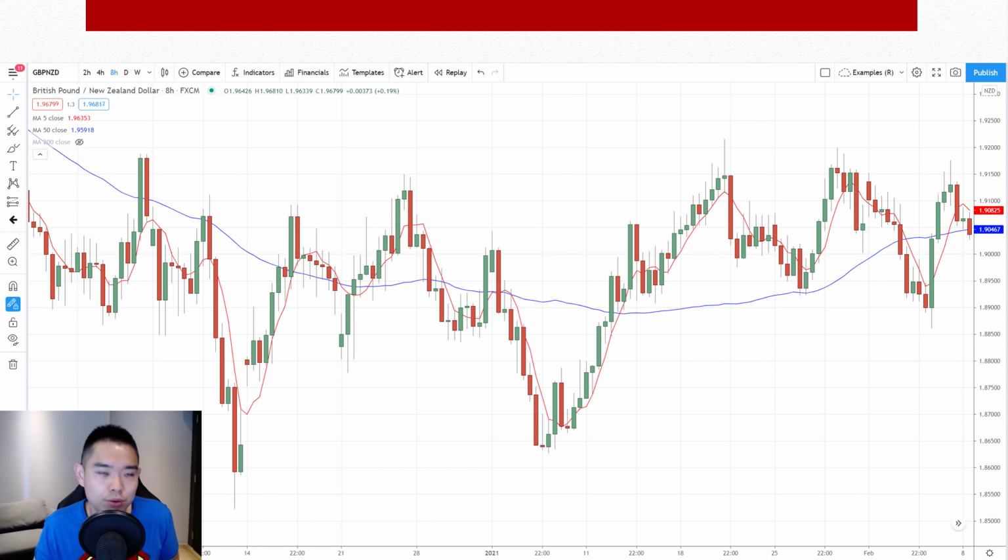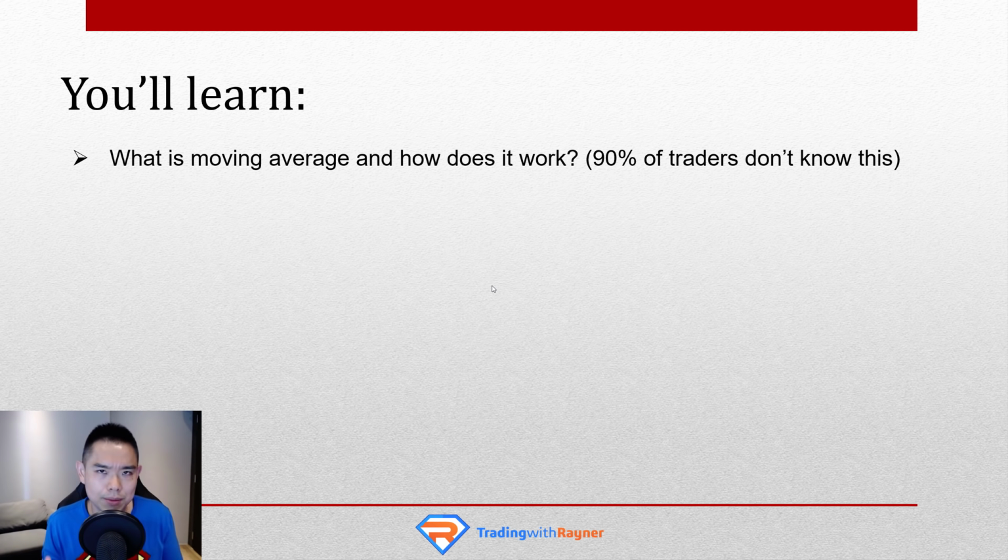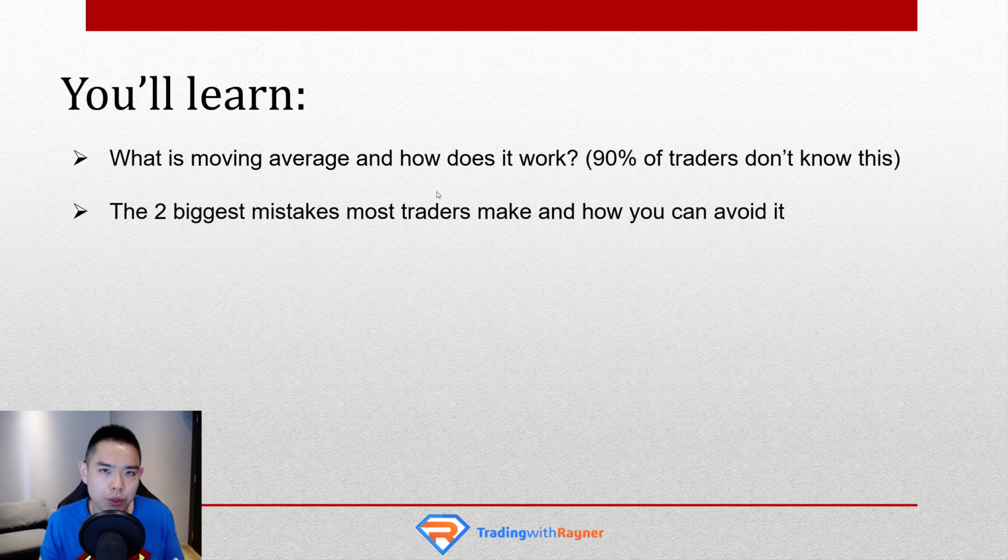So specifically today, you will learn, number one, what is the moving average indicator and how does it work? Because this is something that 90% of traders don't even know what it is. They just put it on their chart without knowing what a moving average really is. So I'll break it down to you step by step what this indicator is about and how it works. Number two, I will share with you the two biggest mistakes that most traders make when using moving average and how you can avoid it. This will save you a ton of money.